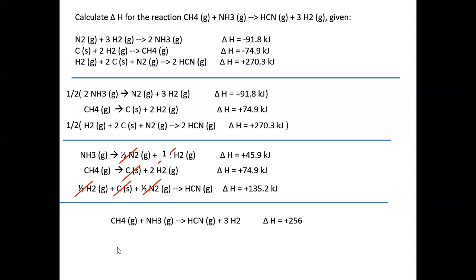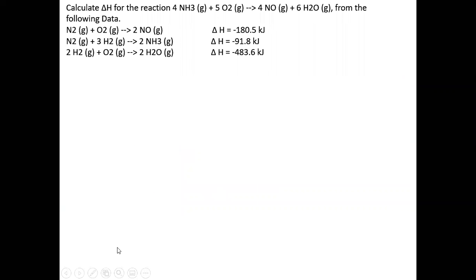And the last example, here we have a combustion reaction involving ammonia to produce nitrogen monoxide and steam. We're given these 3 equations to determine the delta H of this combustion reaction. So again, we're going to look at ammonia in the equation we want. It's a reactant. In the equation given to us, it's a product. So we're going to have to flip the second equation.